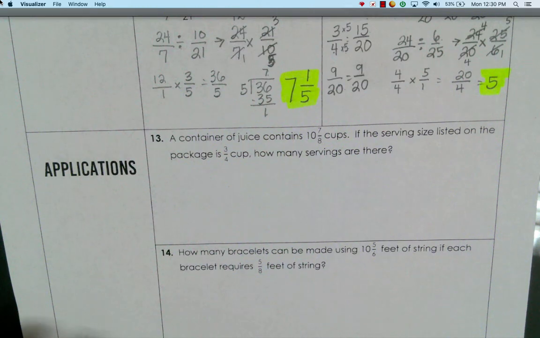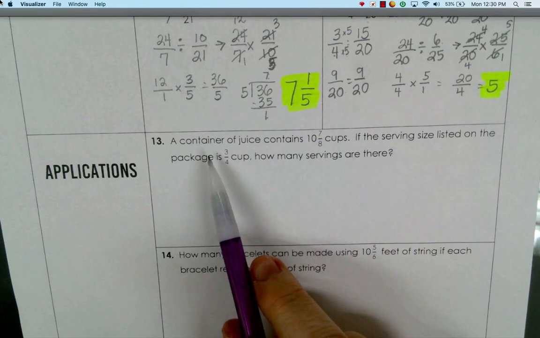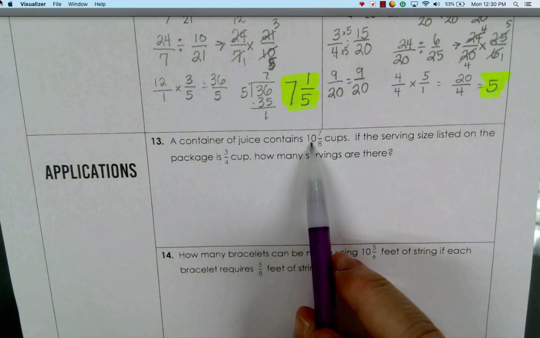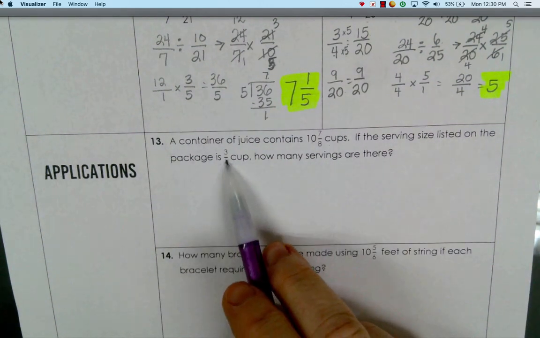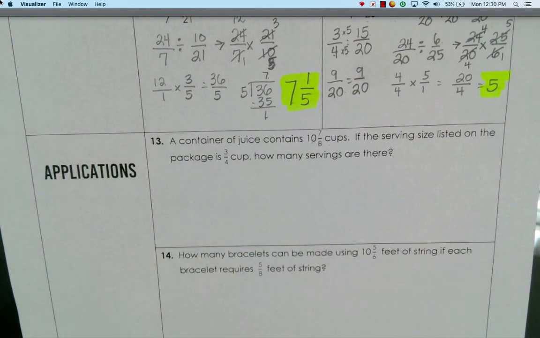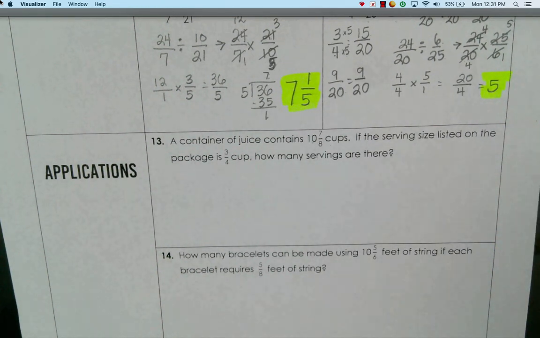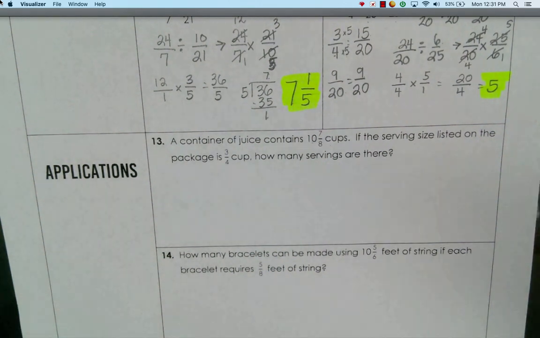Let's look at these fabulous word problems because life isn't complete without them. A container of juice contains 10 7/8 cups. If the serving size listed on the package is 3/4 cups, how many servings are there? So when we're dividing, we got to ask ourselves, like we did with dividing decimals, what are we dividing up? The container of juice or the cups?